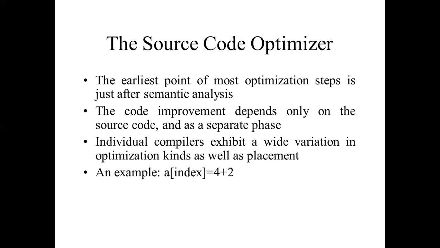So then how can we reduce the memory requirement, and how can we make our program efficient? For making an efficient program, we use optimization techniques, and optimization will involve a number of optimization steps. The code improvement depends only on the source code and is a separate phase. So how are we providing the optimization?